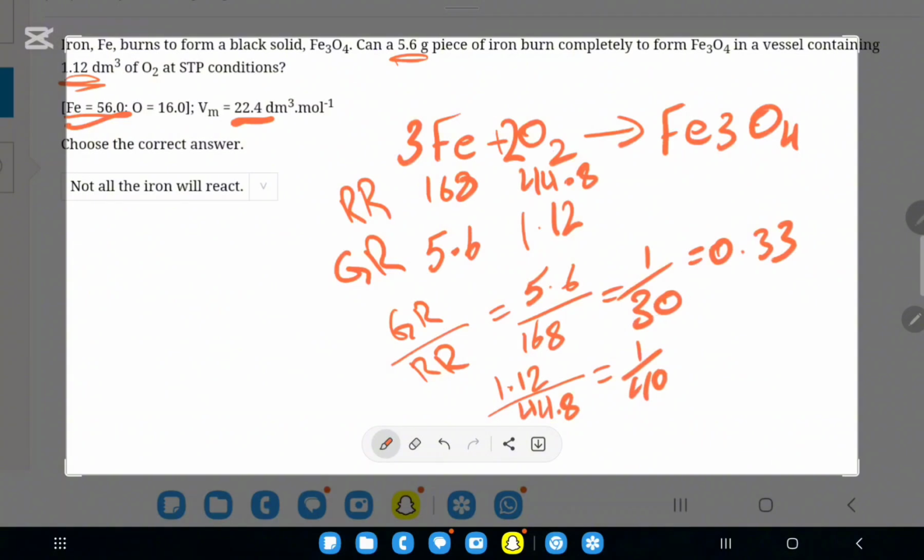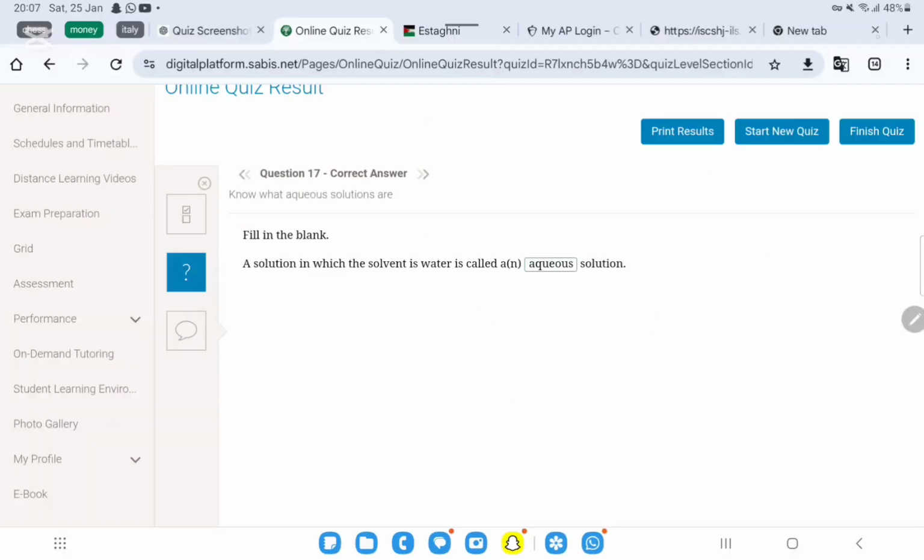Here the smaller ratio of GR over RR is the limiting reagent. Here oxygen with 1 over 40 is smaller than 1 over 30. It is the limiting reactant. Now we know the limiting reactant and the excess reactant. The limiting reactant all gets burned up, and the excess reactant, not all of it gets used up. Here iron is the excess reactant, it doesn't get used up. Not all of the iron will react.